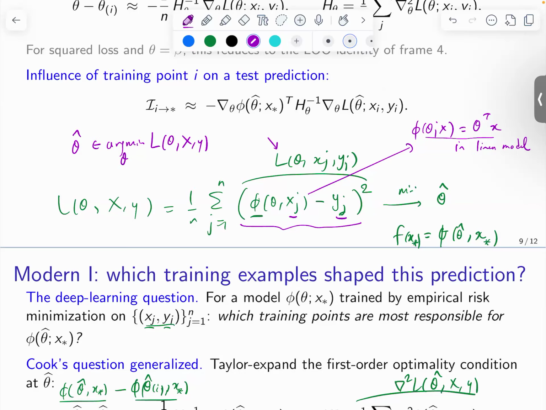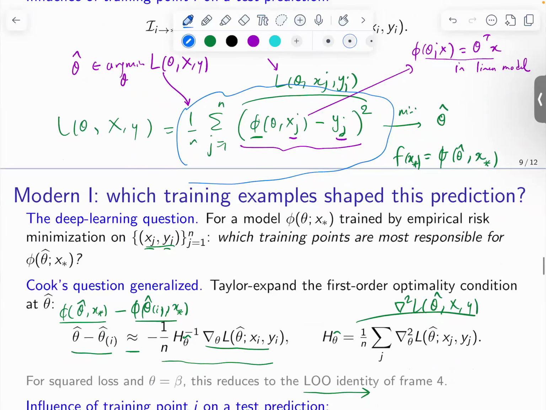And this thing basically, once you have it, then you have a predictor. So this is now your model, phi of theta hat x star, and it predicts the y of a new data point.